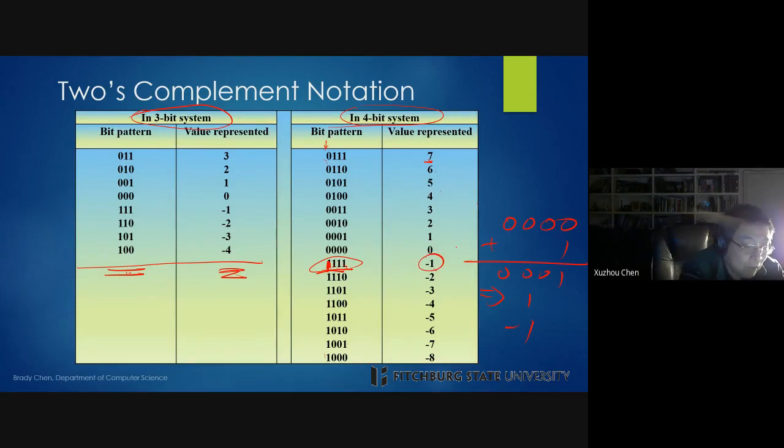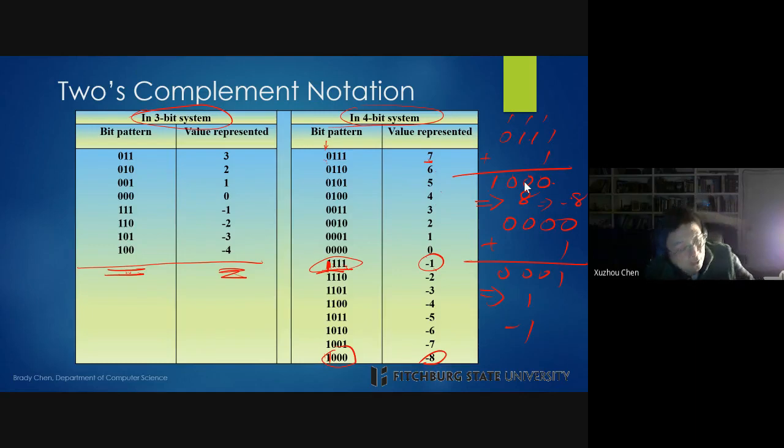What about this? First invert the bits, so it's 0111. Then add 1, and that gives 1000. So what is this value? 8. Because it's negative, it's -8. So this gives you some idea of the conversion for 4 bits.